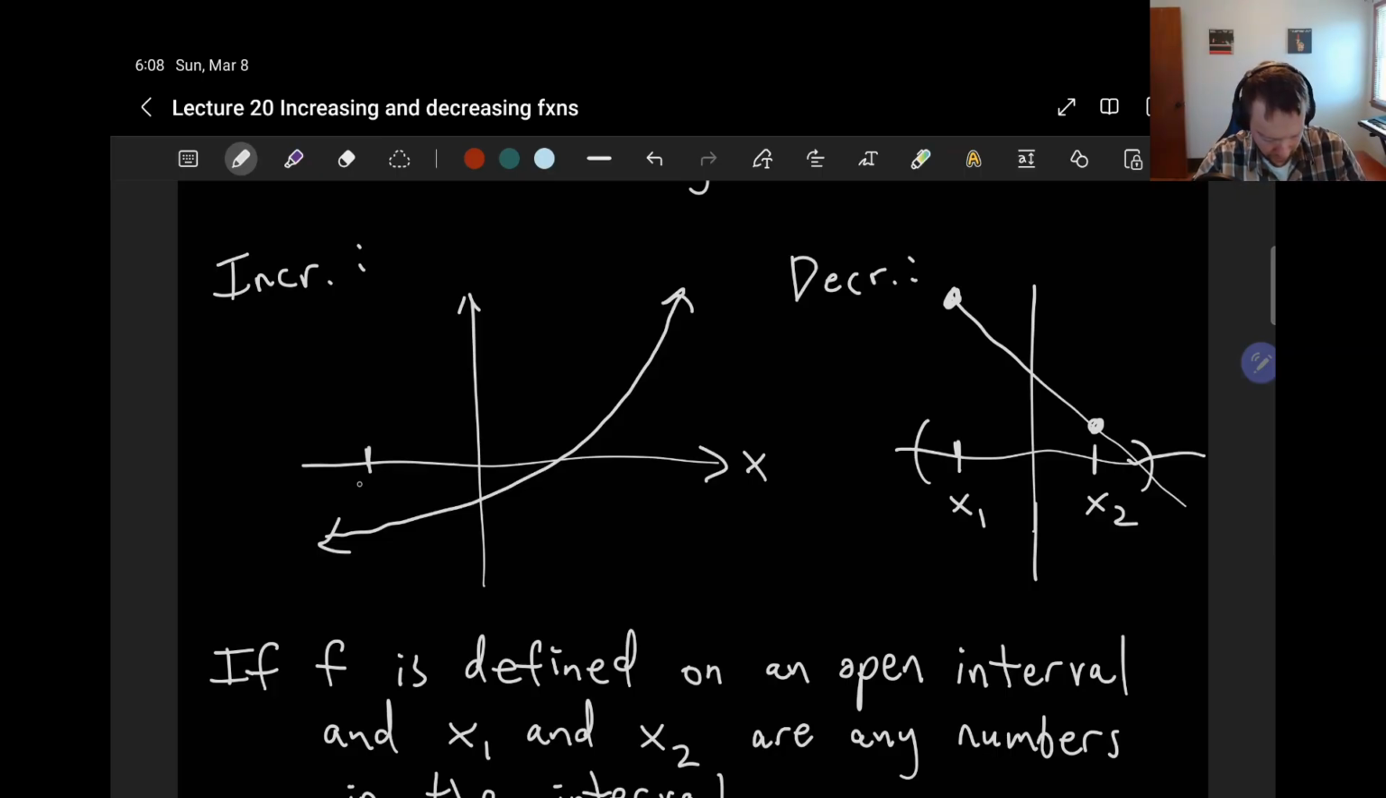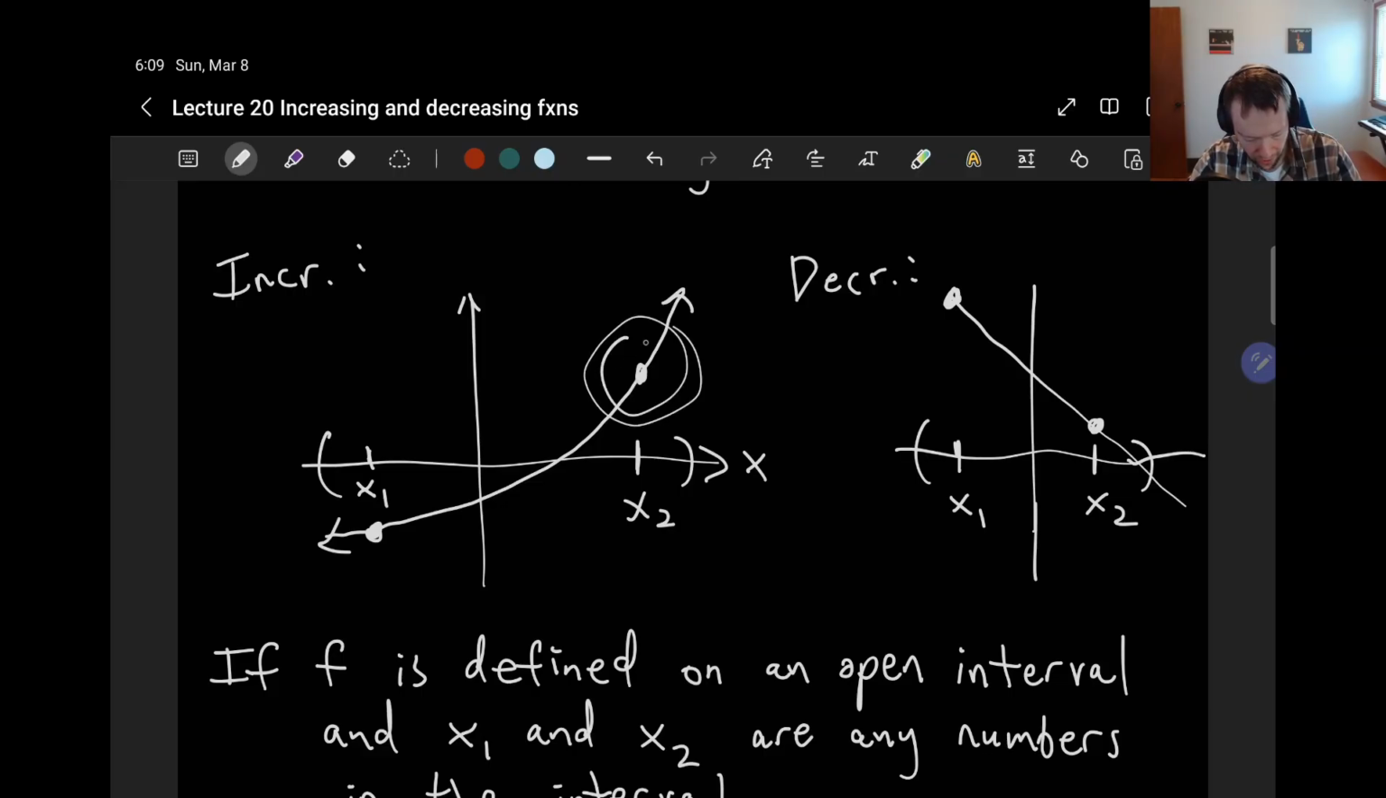Okay, we can draw an x1, x2 over here as well if we like. Those are supposed to be points on the graph. And they're on some interval. So again, I'm increasing because as I look at the higher x value, x2, I'm at a greater height compared to when I'm at x1.